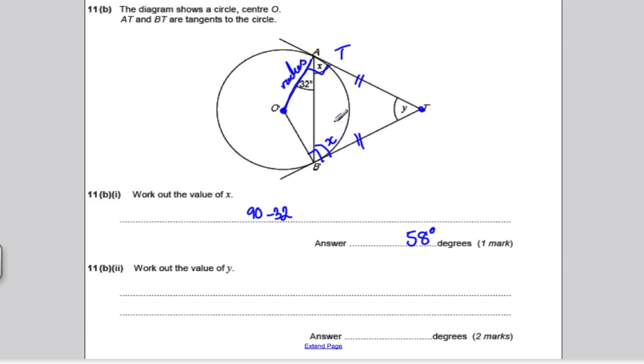Now, if we know x is 58, that's 58, and that's 58, this is therefore our isosceles triangle. y is simply 180 minus 58 minus 58, and you get 64 degrees. And you're done. A 3-mark question there, quite straightforward. Just remember the key points. When a tangent touches a radius, 90 degrees is formed. Two tangents coming from the same point are the same distance and usually make an isosceles triangle.